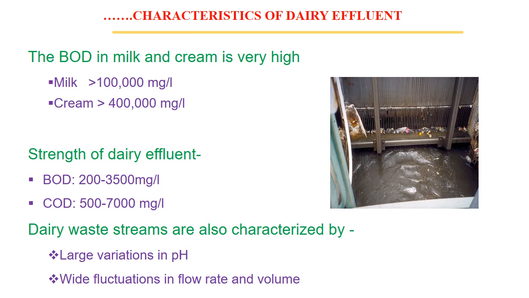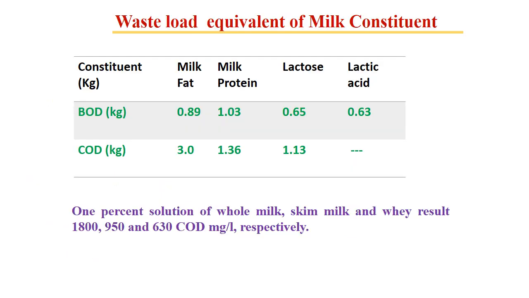Now the dairy waste streams are also characterized by large variations in pH, so it can be very acidic or very alkaline depending on the nature of activity and nature of other chemicals used, cleaning procedure or detergents or sanitary material or the acidic detergent used and all that. And there will be wide fluctuations in flow rate and volume depending on the capacity of the plant and other activities. Here is a waste load equivalent of milk constituent.